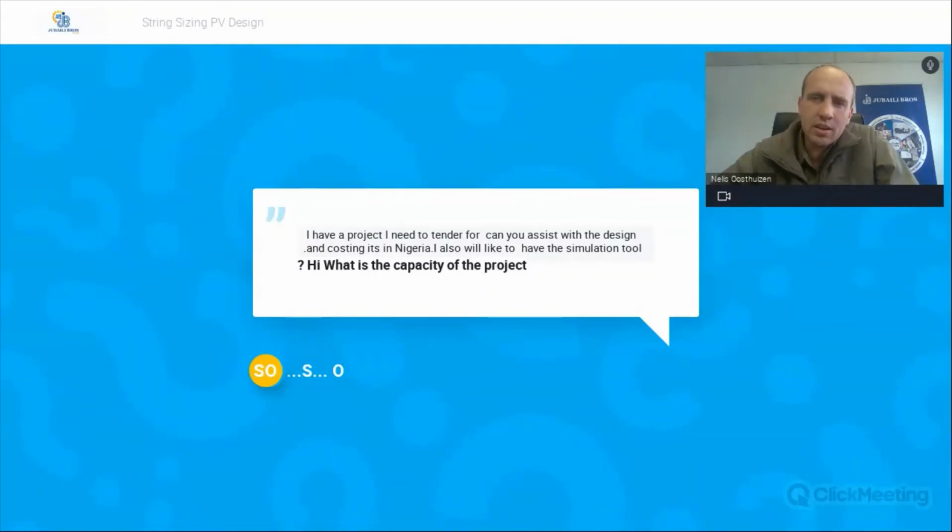Please reach out to us, send us all the details involved. If you've got the tender documents, we will gladly assist you on the designing side and specification side on the Huawei inverters. But when it comes to the installation costing, you would do installation costing by yourself. But when it comes to the PV system design, we will definitely assist on design and costing. So please just send us the information and we will assist you.